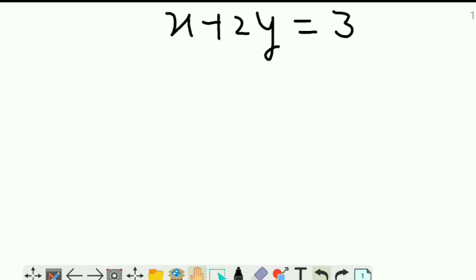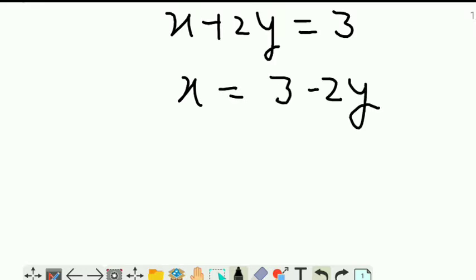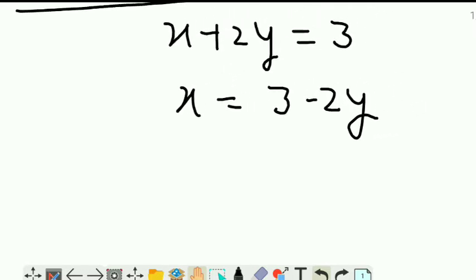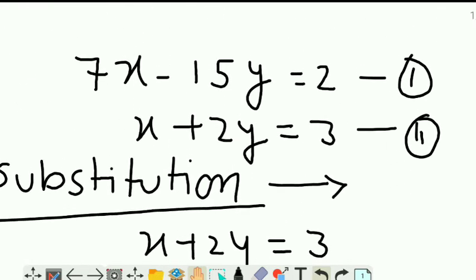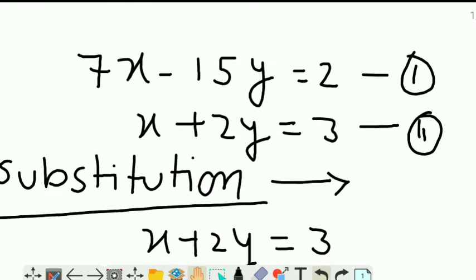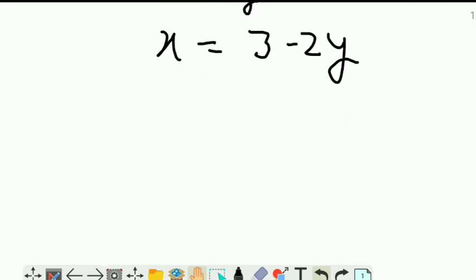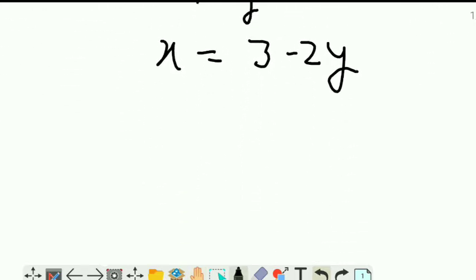It means the value of x in terms of y. So what will come? x is equal to 3 minus 2y. This is the value of x. Now this value of x we will put in the first equation, that is 7x minus 15y is equal to 2. So we will write here 7x minus 15y is equal to 2.